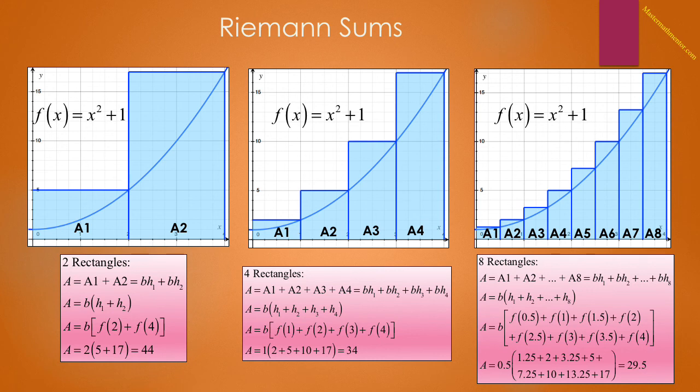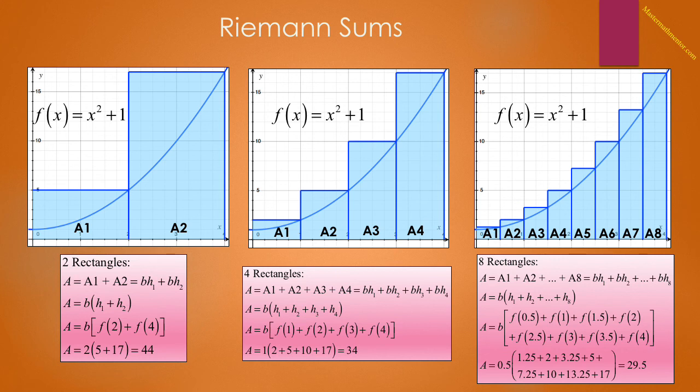H1, the height of the first rectangle, is f of 0.5. H2 is f of 1. H3 is f of 1.5. H4 is f of 2. H5 is f of 2.5. H6 is f of 3. H7 is f of 3.5, and H8 is f of 4.